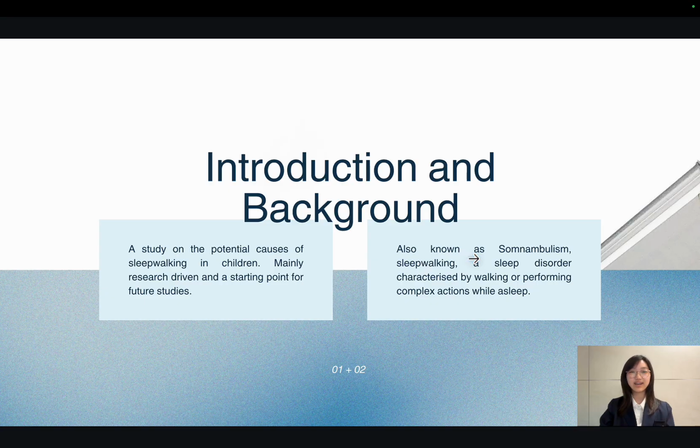Introduction and background. A study on the potential causes of sleepwalking in children, mainly research-driven and a starting point for future studies. This research paper was a study on the potential causes of sleepwalking in children, basically a collection of research and organization of the causes. Sleepwalking is also known as somnambulism and is a sleep disorder characterized by walking or performing complex actions while asleep.